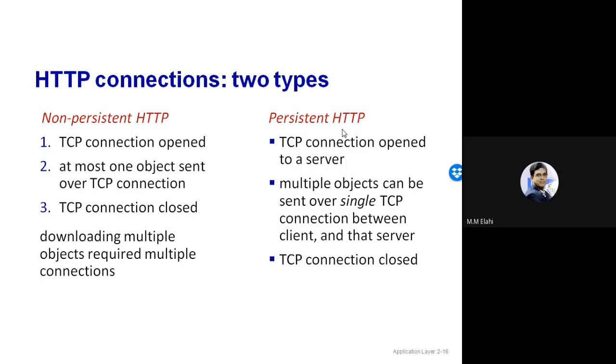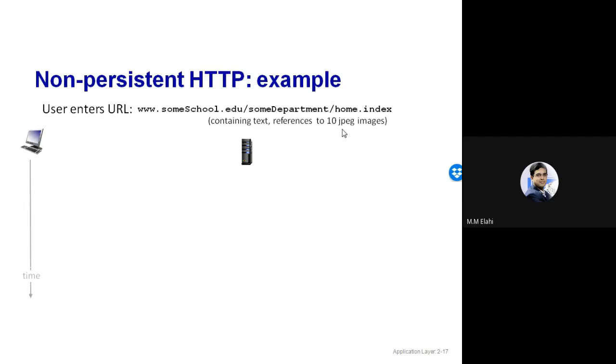Yes, sir, because 1.0 will not support 1.1, but 1.1 can support 1.0. That's why you cannot eliminate non-persistent still. It depends on both sides; both must agree. But there are two types. Now there is an example which will make it clear.